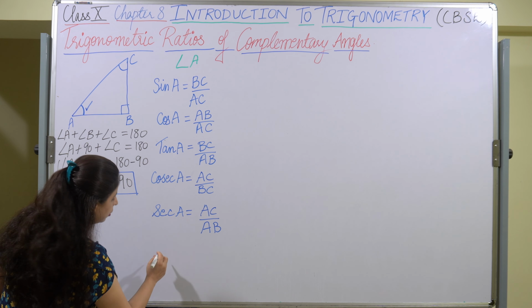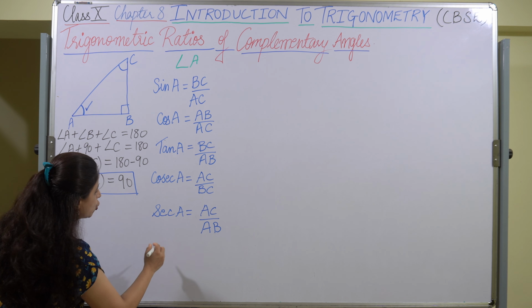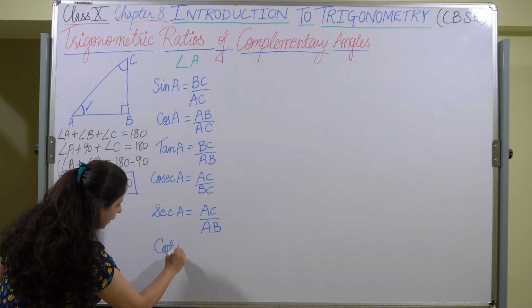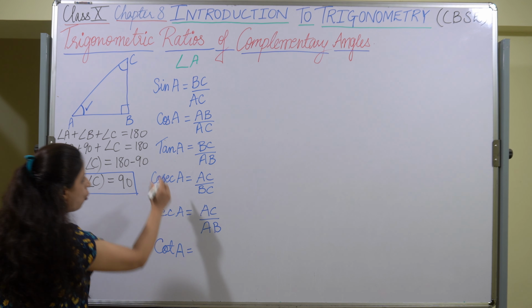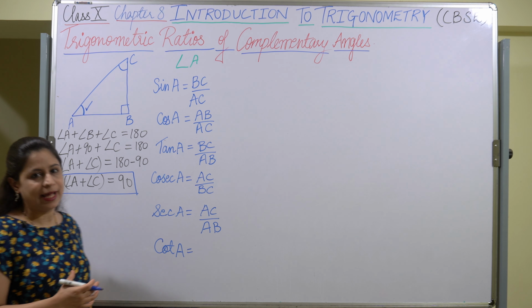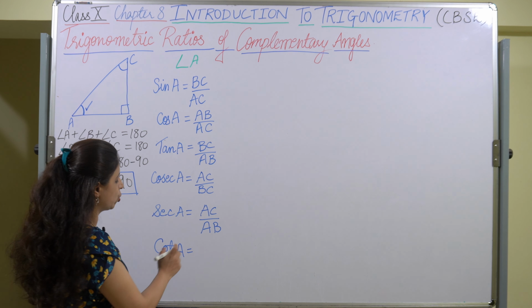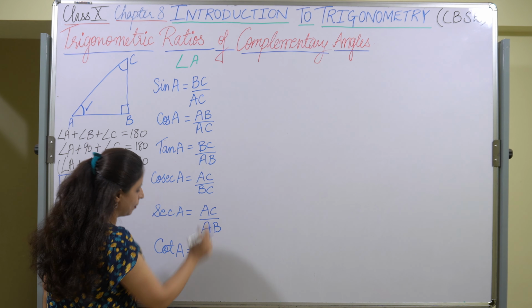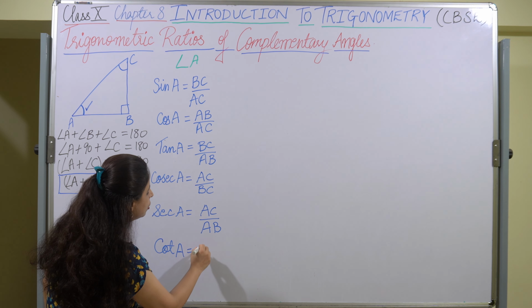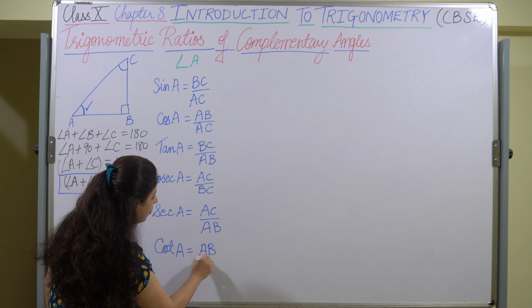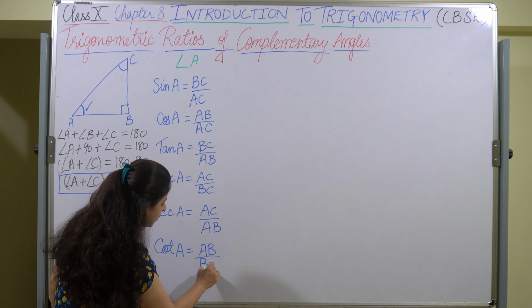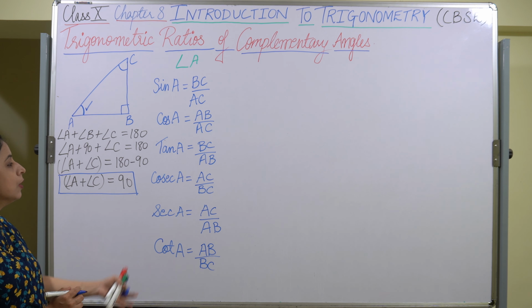The last trigonometric ratio is cot A. Cot is the reciprocal of tan, so it will be base upon perpendicular, which is equal to AB upon BC. So this we have found out for the angle A.